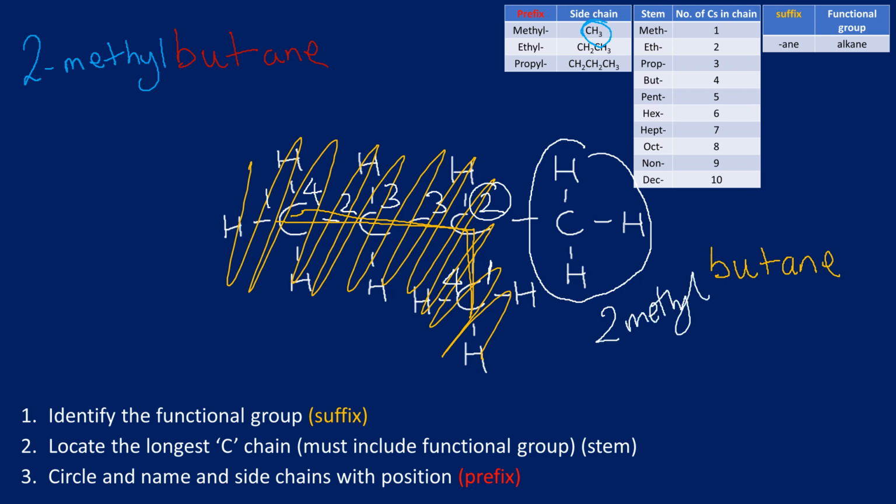So that proves it doesn't matter which direction or which chain we pick, as long as it's the longest chain.